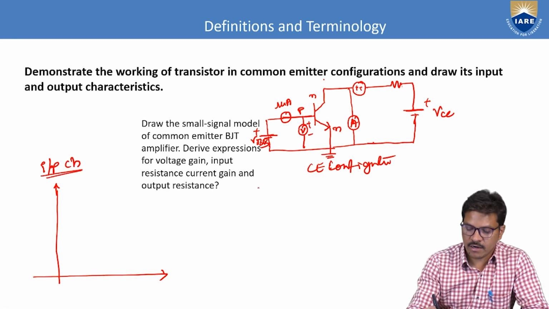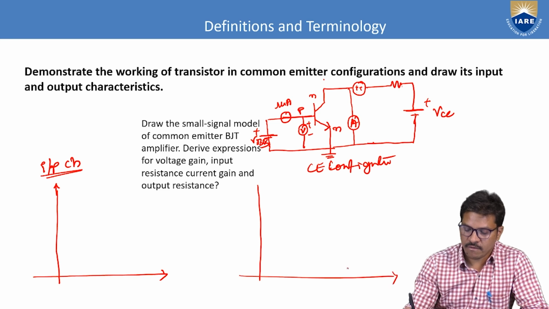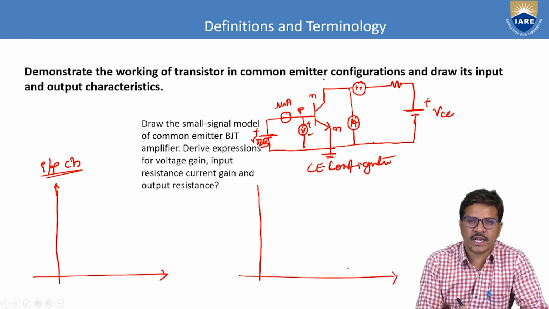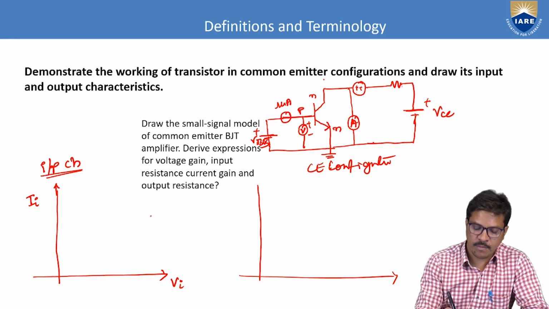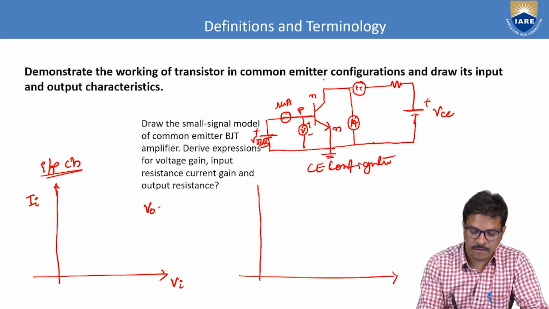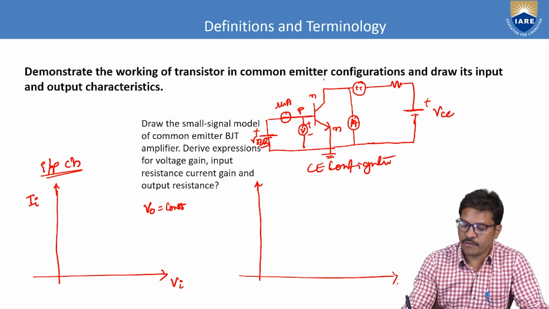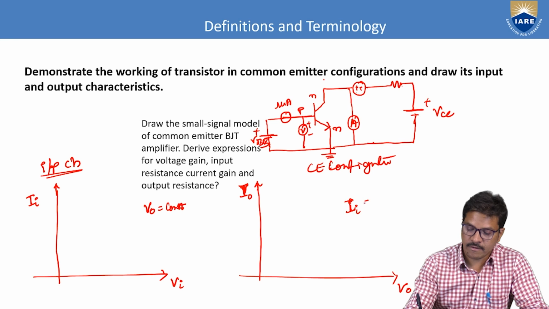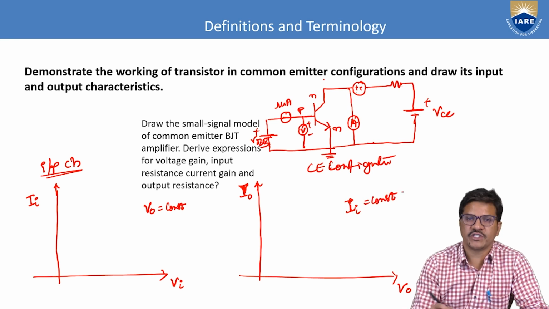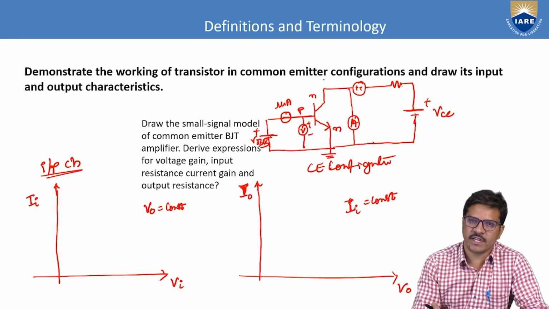So it is a general definition of a graph. The general definition of input characteristic is a plot between input voltage and input current, by keeping the output voltage constant. Output characteristics is a graph between output voltage and output current, with input current constant. By remembering this definition, we can apply it to all three configurations. So you have to take this definition for any configuration.